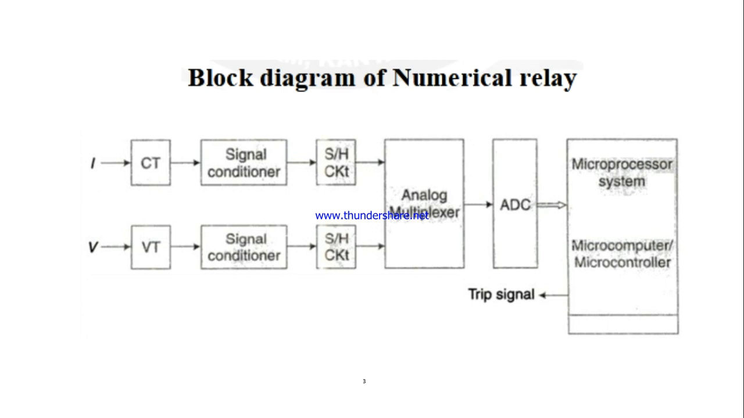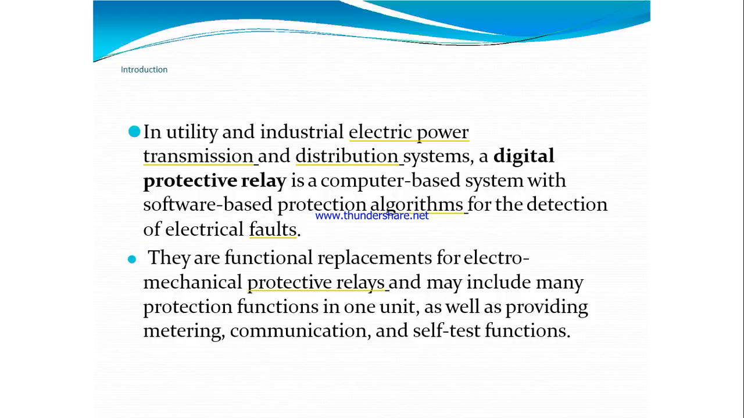Finally, this digital output is provided to the microprocessor system, a microcomputer or a microcontroller system, that will be checking it against the standard one. If you compare the ADC output with the standard signal, and the signal is found to be under fault condition, obviously the tripping signal will be sent to the trip circuit through the microcontroller.